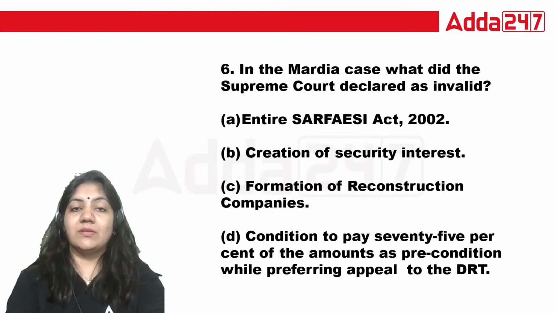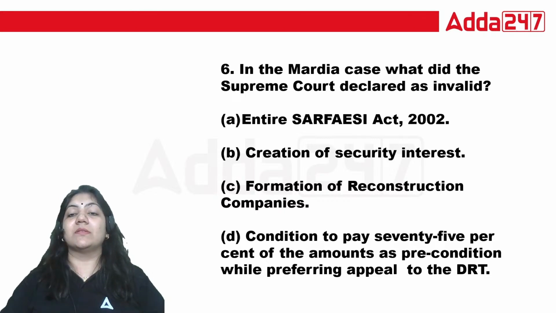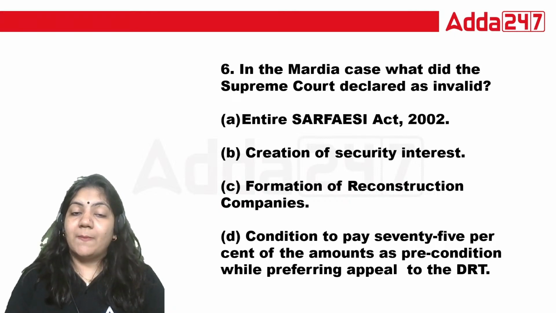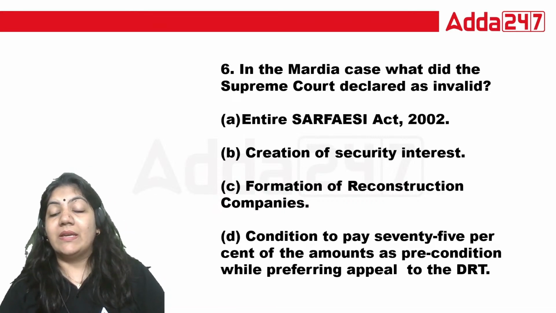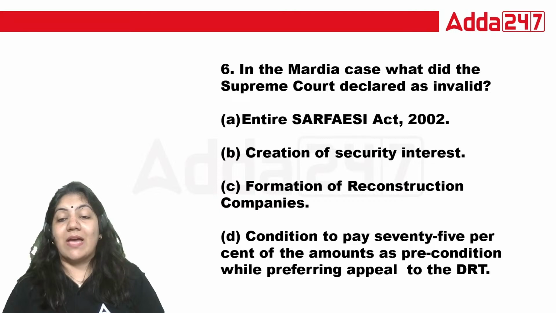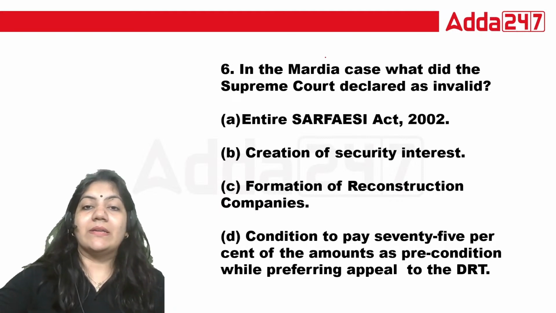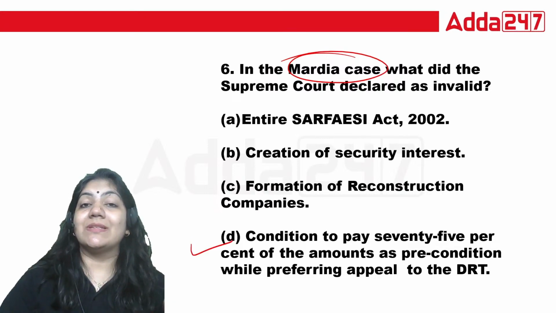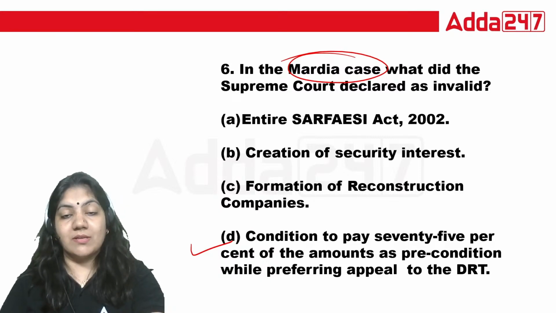Now let's start with the next question. Mardia Chemicals is one of the famous cases of the SURFACE Act. In the Mardia Chemicals case, the Supreme Court declared which particular provision as invalid? A, the entire SURFACE Act. B, creation of security interest. C, formation of reconstruction company. D, condition to pay 75% of the amount as a precondition while preferring an appeal to the DRT. So which of the following is the right answer? In the Mardia case, basically, the borrower has to pay 75% if he is going to the DRT. This is absolutely arbitrary and unreasonable. So for this one, D is the right answer for this question.